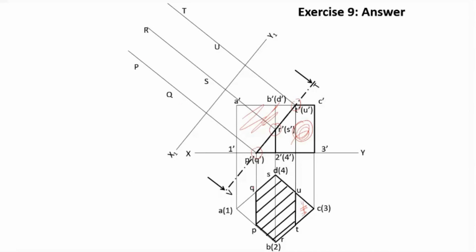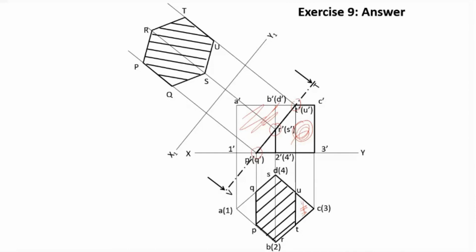The distance of Q from the XY line is taken here. The distance of R from the XY line is taken here, this point. Likewise, all the points are marked: P, Q, R, S, T and U. Then join all those points to get the regular hexagon as our true shape.